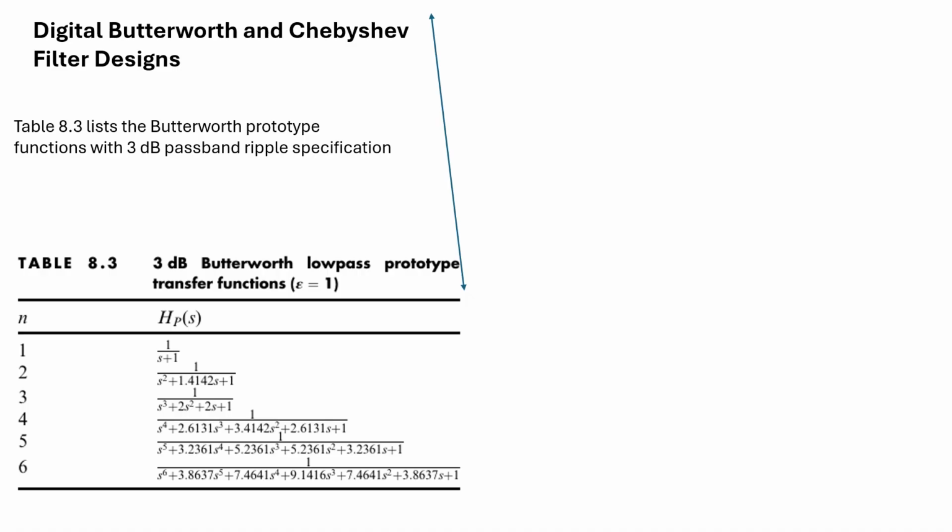So here is the list of the Butterworth prototype functions with 3 dB passband ripple specification. For order one, it is 1 over s plus 1. If you remember the prototype filter, for first order it is 1 over s plus 1. Similarly for second order, 1 plus s square plus these terms, and for third order, fourth, fifth, and sixth. Here the condition is that zeta is equal to 1. So all of these belong to the Butterworth.